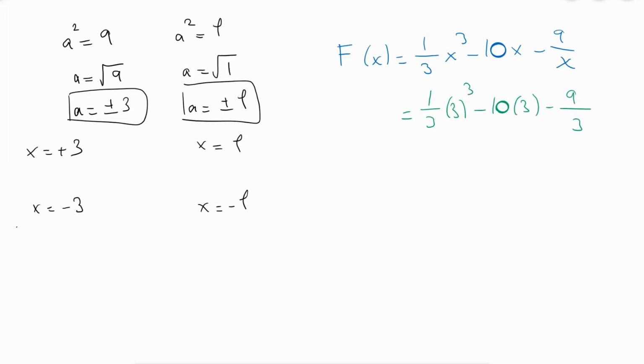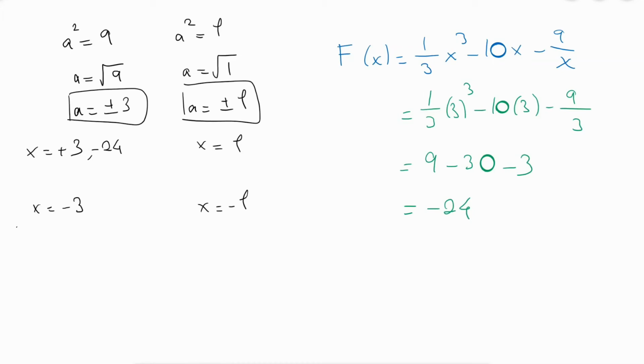So over here 3 to the cube is just 27, and 27 over 3 is just going to end up being 9. And then 10 times 3 is just minus 30, and 9 over 3 is going to end up with 3, so I have minus 3. So now I have negative 24. So I'm going to go ahead and write it next to it, so I have negative 24. I'm going to try the same thing for 1.